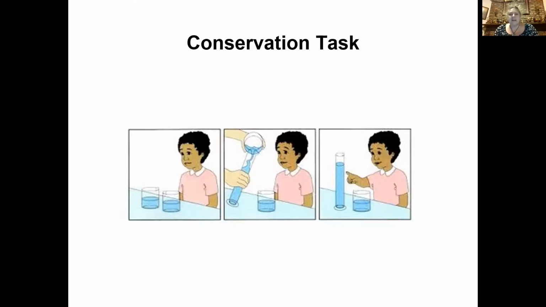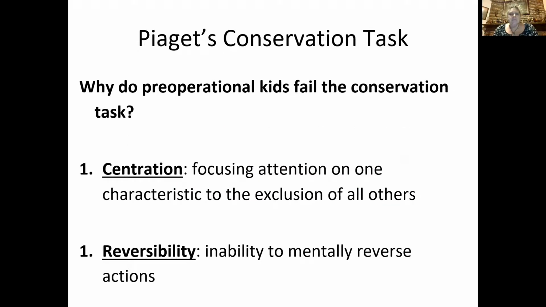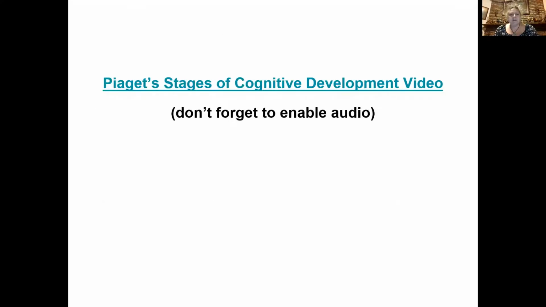So that's the conservation task. And why do pre-operational kids fail the conservation task? Centration, focusing attention on one characteristic to the exclusion of all others. So that is focusing on the fact that the glass was taller, so it was holding more, not understanding that because it was taller, even though it was narrow, it was holding more. And reversibility, the inability to mentally reverse the actions.